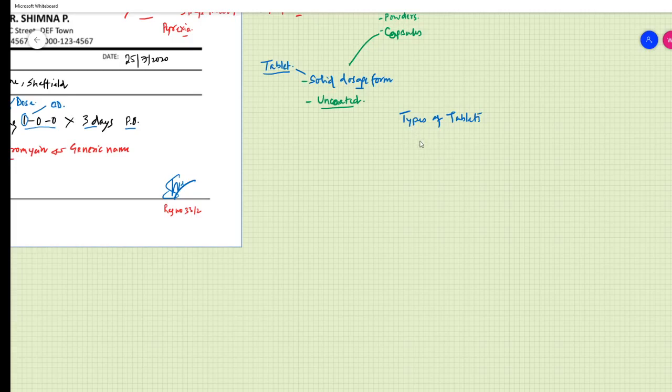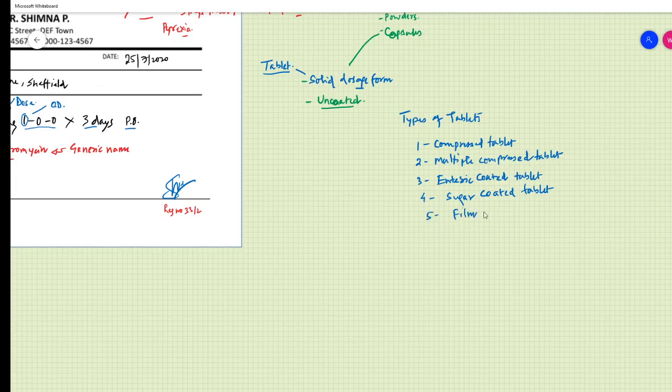Okay, so there are basically 9 types of tablets. One is a compressed tablet. Two is a multiple compressed tablet. Three would be an enteric coated tablet. Four would be a sugar coated tablet. Five would be a film coated tablet. They're all tablets. Six, what could be the type of tablet? It is chewable tablets.